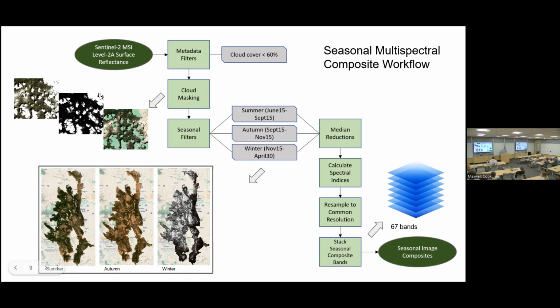In autumn, as we all know, they turn yellow and orange. This makes it really easy to pick them out from a satellite image. And then in the winter as well, they have a unique signature when their leaves are on the ground.